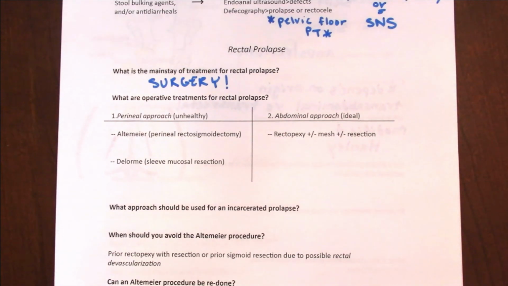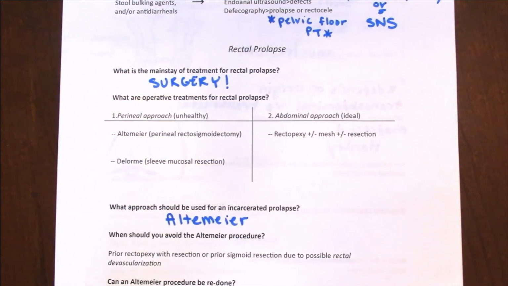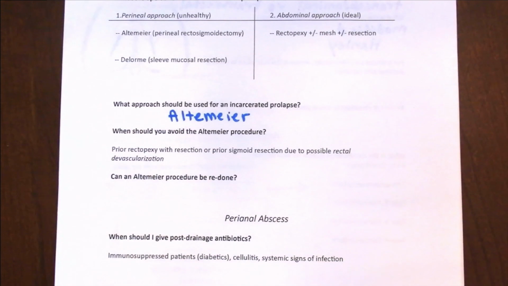Great. And what approach should be used for an incarcerated prolapse? You would use the Altemeier procedure. When should you avoid the Altemeier procedure altogether? So you should avoid it if the patient has had a prior rectopexy with resection due to possible rectal devascularization, or if the patient has any prior sigmoid or colon resection, again, for fear of rectal devascularization. And can the Altemeier procedure be done more than once on the same patient? Yes, you technically can redo the Altemeier procedure if the anastomosis has also prolapsed.